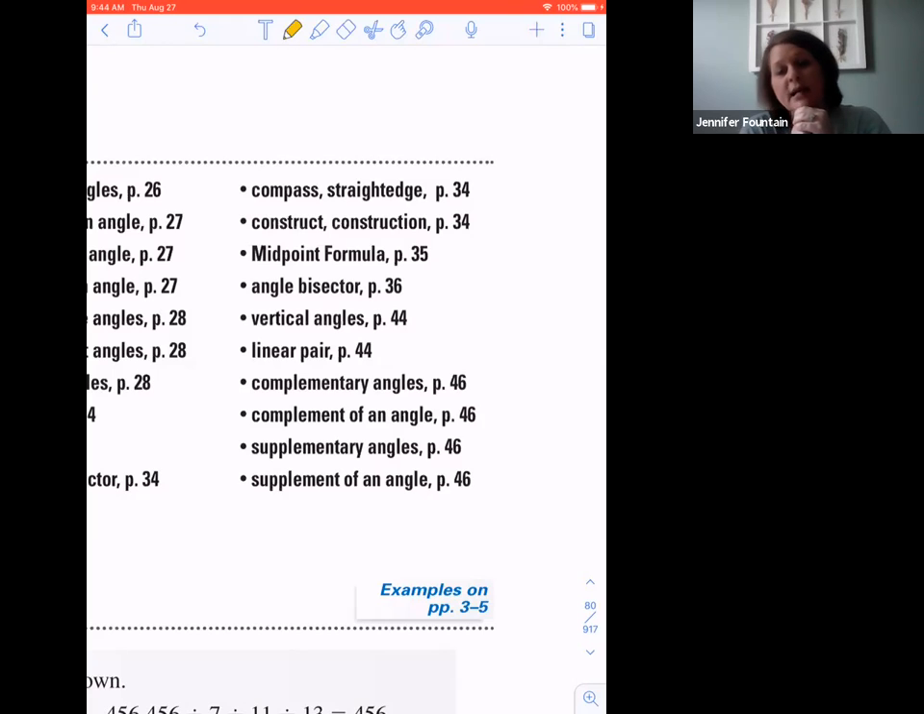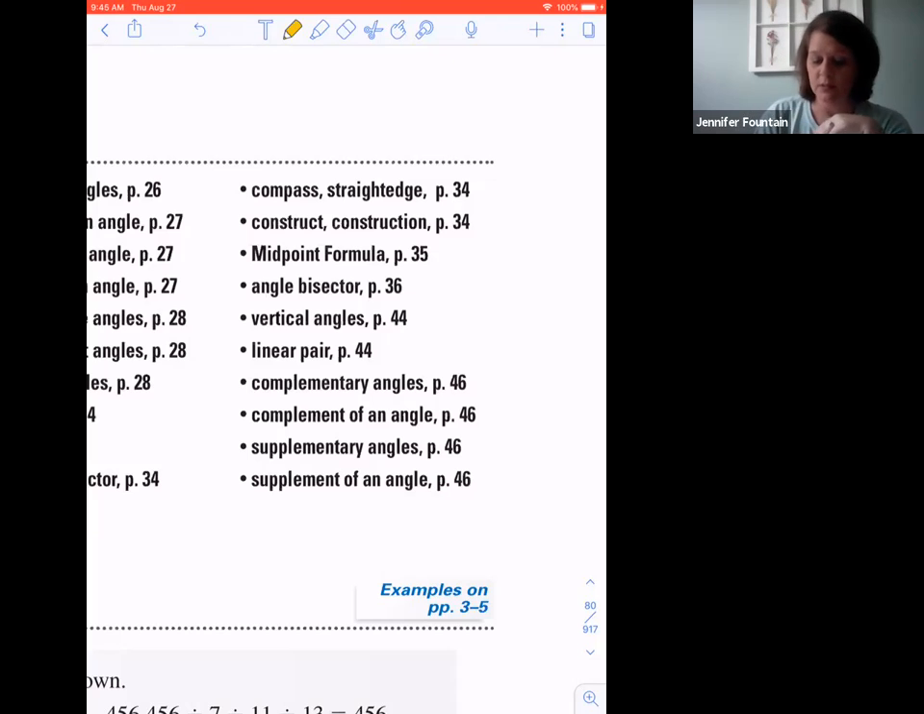An angle bisector, we know that this is where we have a ray that bisects an angle. And when I hear the word bisect, I know that it is going to cut it in half. So that means that whatever one angle measures, the other one will measure as well. And then I can add them together to get the total angle measure.